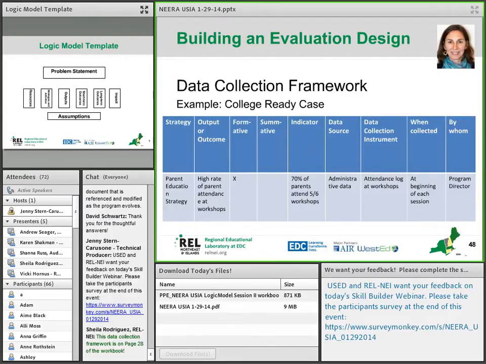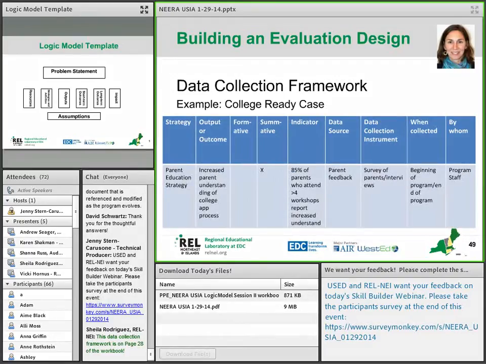So again, this goes back to that very beginning idea about how you want to be building your evaluation as you're building your program. Then you know that you will collect the data related to the outcomes of interest and the indicators that you have. So the data collection instrument, again, would be this attendance log. And then here's some specific stuff. When is it collected? At the beginning of each session. And by whom? The program director. So you just want to lay this out for yourself as you're thinking about your evaluation design, so you have a really good sense of where that data is coming from, how you would get it, and when you would get it, because timing is always a critical piece of evaluation.